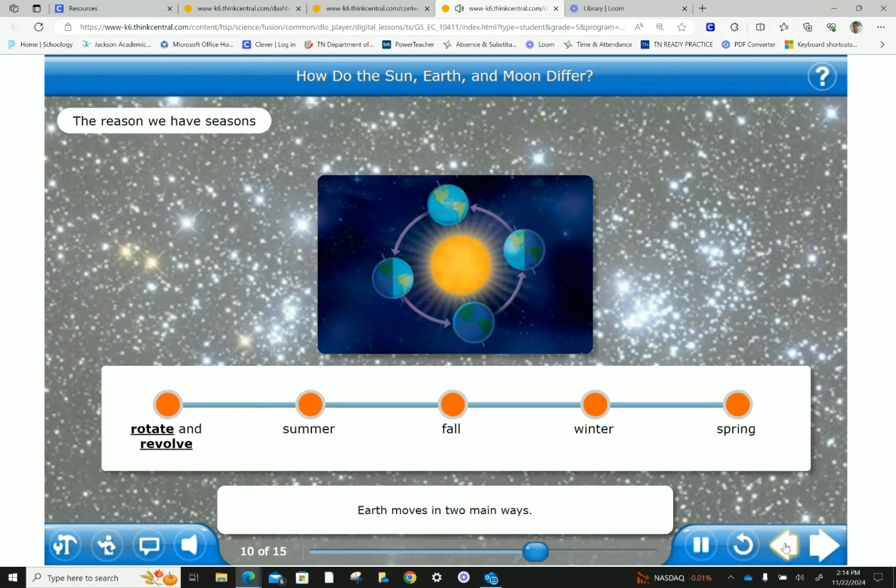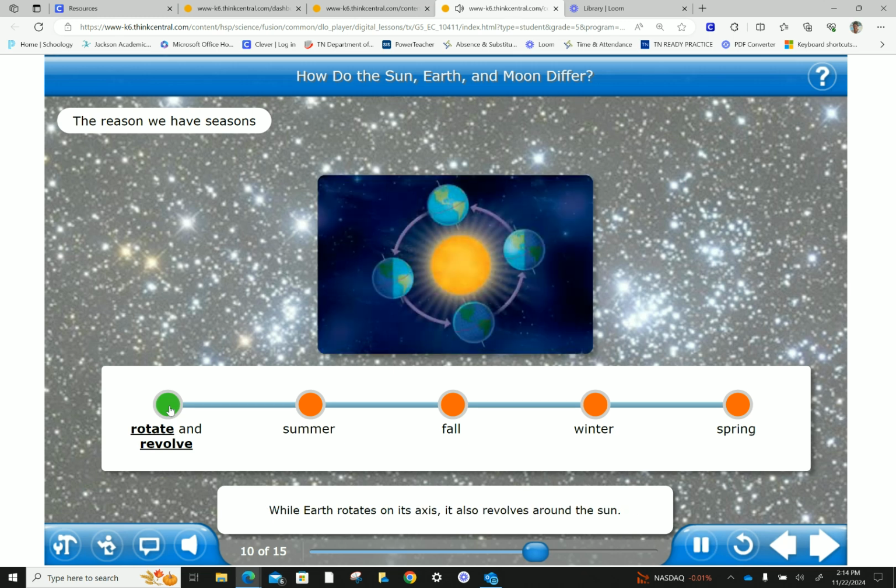Earth moves in two main ways. Earth's rotation on its axis determines when it is day or night. Earth's revolution determines which season we experience. Let's learn more about the seasons we experience in the United States. Click the yellow dots to learn more about the reason for the seasons.